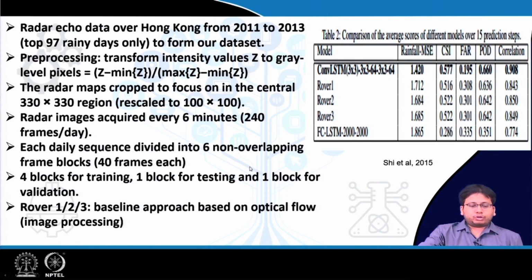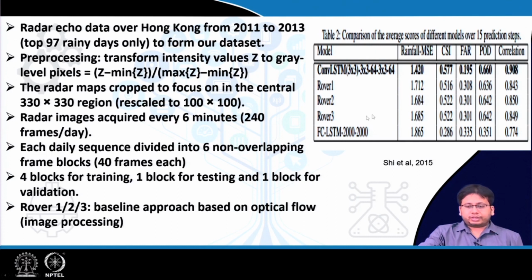And now for the purpose of training the network, what they have done is each of these daily sequences of 240 frames they divide into 6 non-overlapping blocks. So if 240 frames are divided into 6 blocks, there will obviously be 40 frames in each block. Now for every day we get 6 blocks like this. 4 of these blocks are used for training, 1 for validation and 1 for testing.